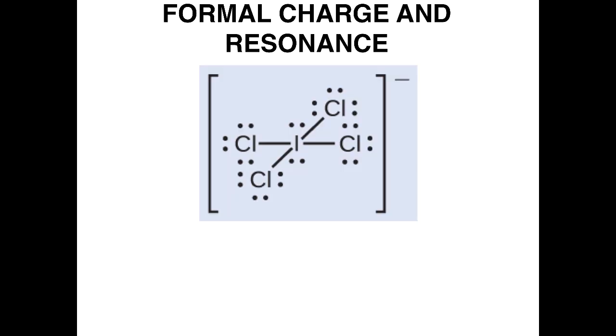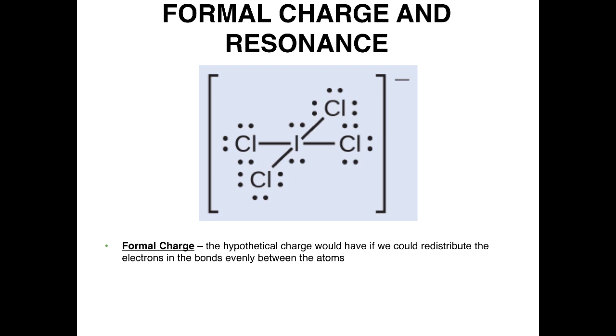This week we're going to talk about a little bit more complex topics in molecular bonding and structure. And the first thing we need to talk about is something called the formal charge. The formal charge is the hypothetical, that's an important term, it's a hypothetical charge that a situation would have if we would distribute the electrons in the bonds evenly between the atoms. It's hypothetical because many times those electrons are not distributed evenly.